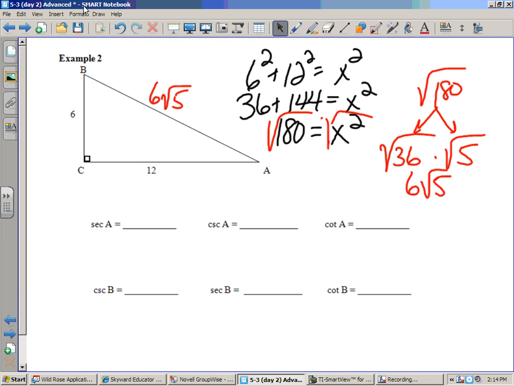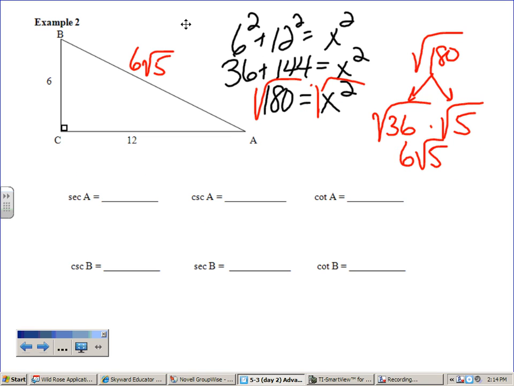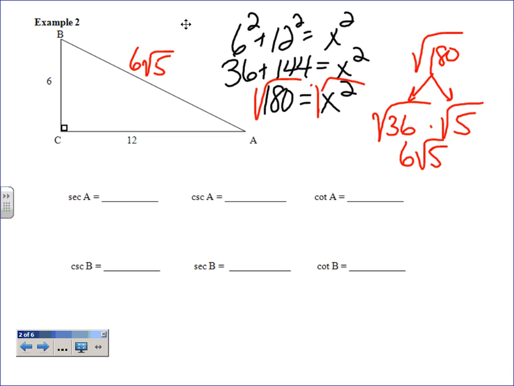All right, so we got 6 square root of 5 as our hypotenuse. We'll do one of these together, and then I'll just give you the answers to the other ones, because I think you're probably catching on by this time. If we're talking about angle A, that's what we've got right here, so we'll do this top row. So this is opposite. The 12 is adjacent. 6 square root of 5 is, as you already told me, the hypotenuse.